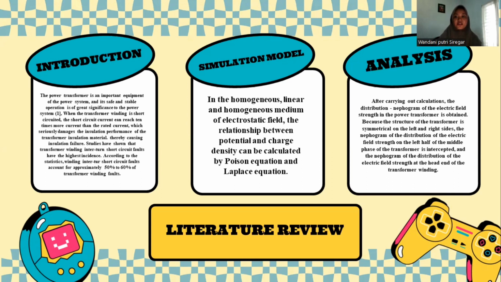Because the structure of the transformer is symmetrical on the left and right sides, the nephogram of the distribution of the electric field strength on the left half of the middle path of the transformer is intercepted, along with the nephogram of the distribution of the electric field strength at the head end of the transformer winding. This is the literature review.